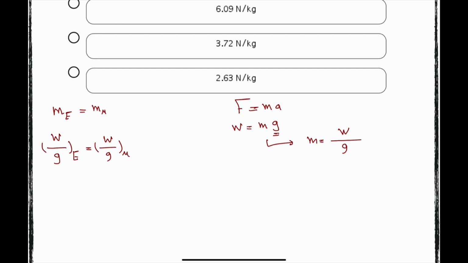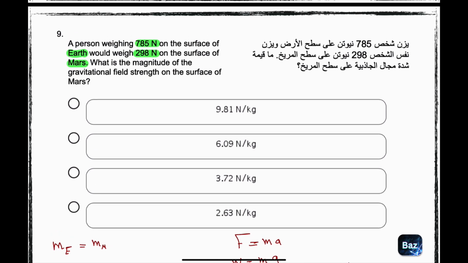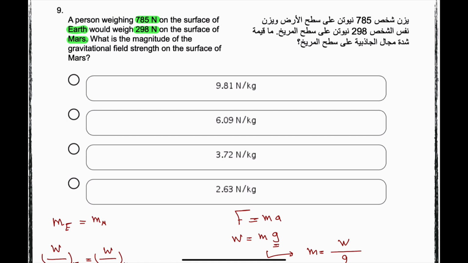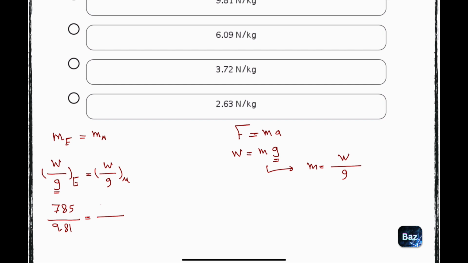So now let's substitute the values. The weight on Earth was 785, and we know that g for Earth is 9.81, which is equal to the weight on Mars, 298, over g on Mars, which we want to get.